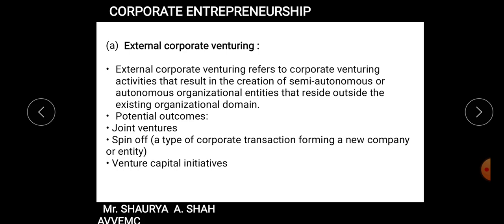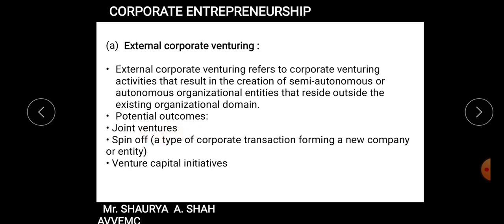We understood the meaning of corporate venturing. It is done in a way that the entity may be created as semi-autonomous, working on its own while also taking guidance from, or remaining under the control of, its parent organization, or it may be an autonomous organization working on its own only, residing outside the existing organizational domain. That is known as external corporate venturing. Potential outcomes may be joint ventures.